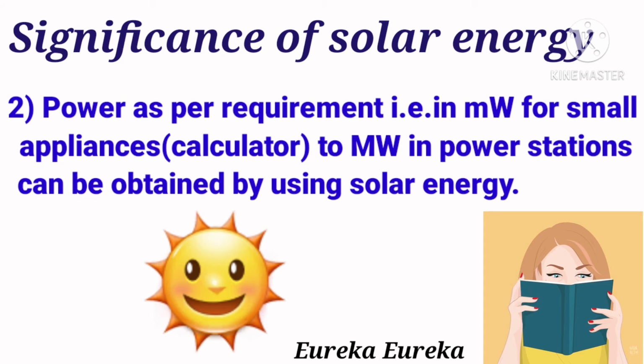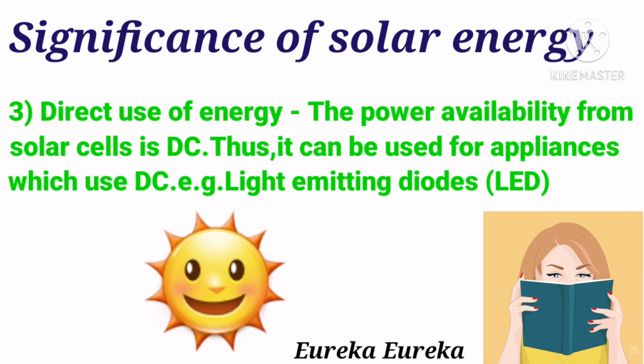Secondly, electric power is obtained according to the requirement. That is, electric power ranging from milliwatt capacity to megawatt capacity in power stations. Third point is direct use of energy. The power which is available from solar cells is direct current, that is DC. Thus, this direct current can be used in appliances which need a direct power supply, for example, light emitting diodes.